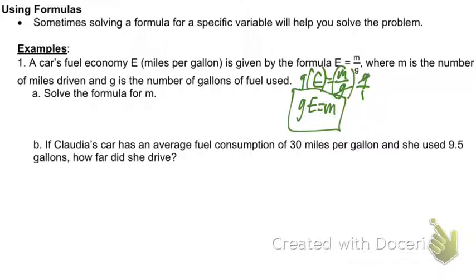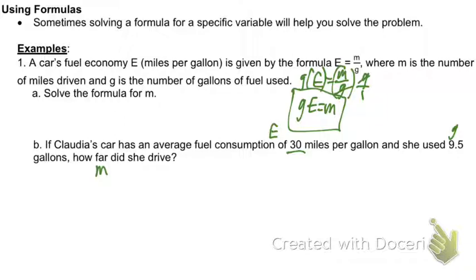Here's where it's going to come in handy in part B. If Claudia's car has an average fuel consumption of 30 miles per gallon, and she used 9.5 gallons, how far did she drive? Okay, fuel consumption of 30 miles per gallon. Is that E, M, or G? E, as in elephant. It is a fuel economy in miles per gallon. So we have 30 miles per gallon is our E. She used 9.5 gallons. Is that M or G? G, gallons. And we're asked to find how far did she drive. How far? Is that M or G or E? M.